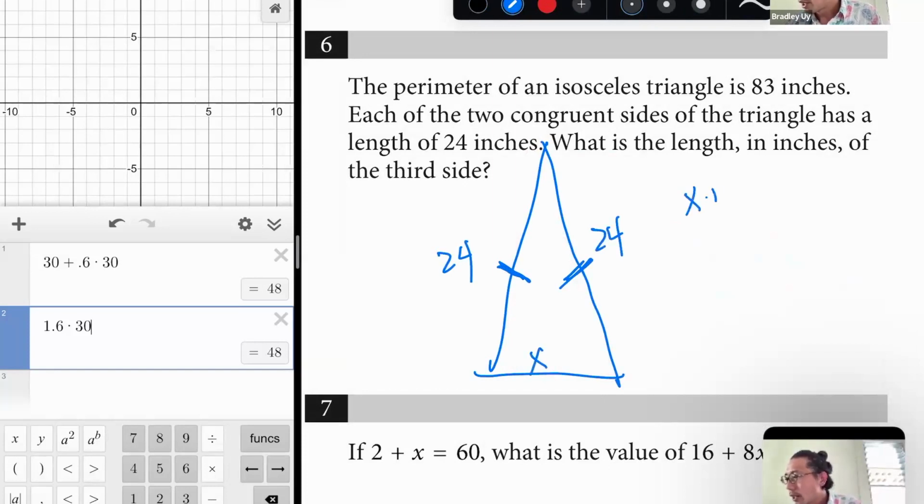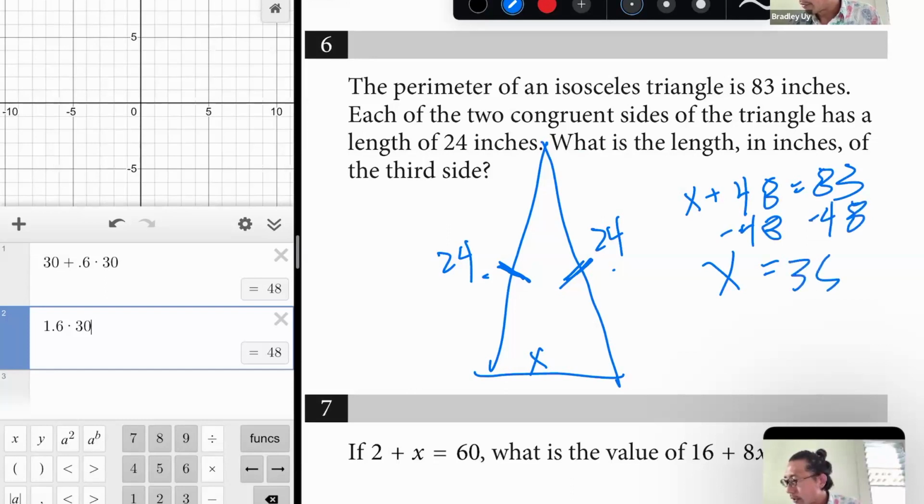Okay, so x plus 24 plus 24, which is x plus 48, equals 83. If you solve for x, after subtracting 48 from both sides, you get x is 35, okay, in inches. So that would be how you record this open-ended answer.